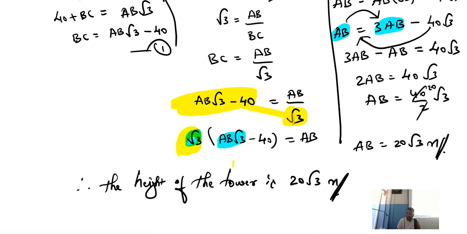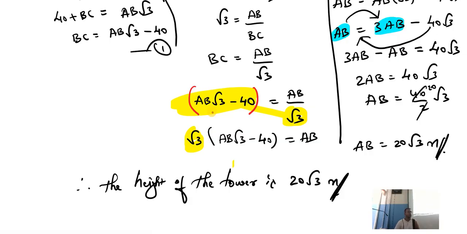So I have taken root 3 outside. This complete term is one term. So root 3 will multiply with AB root 3 also. Root 3 will multiply with 40 also.